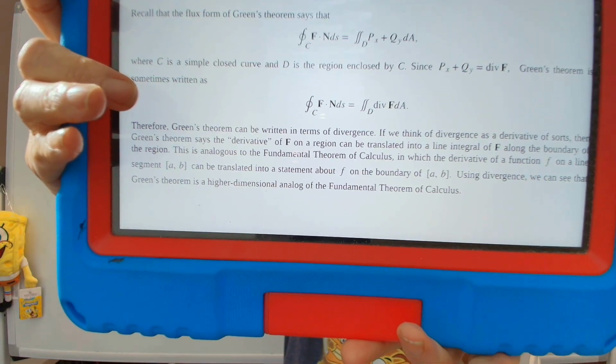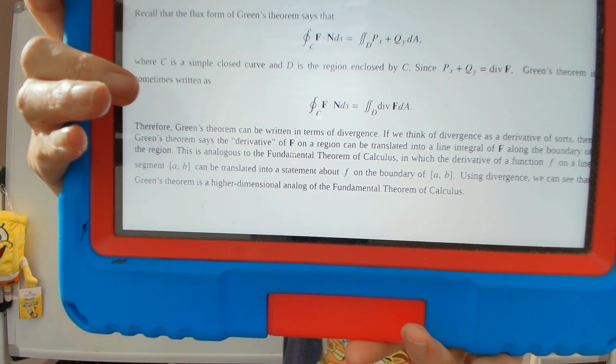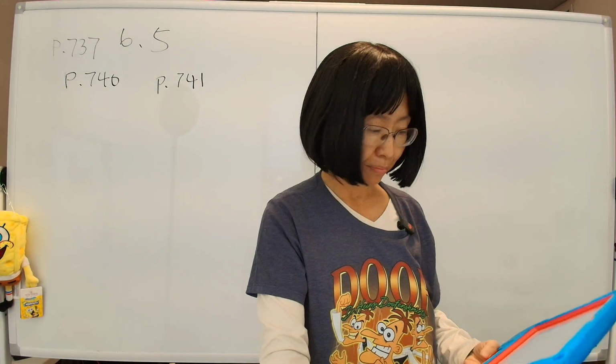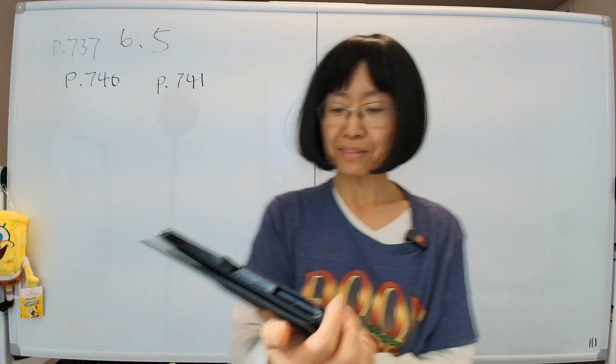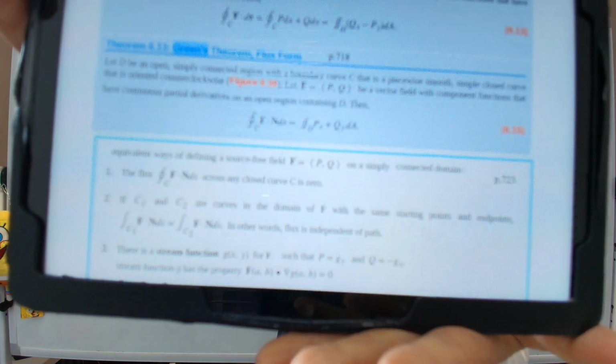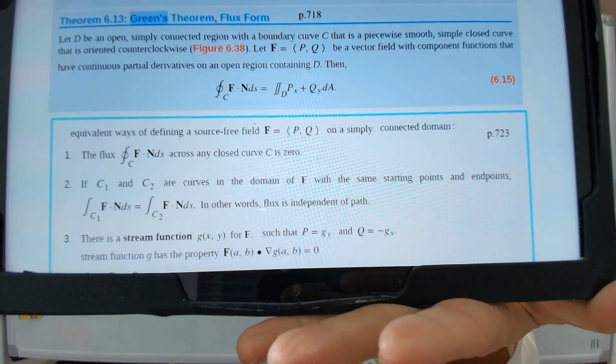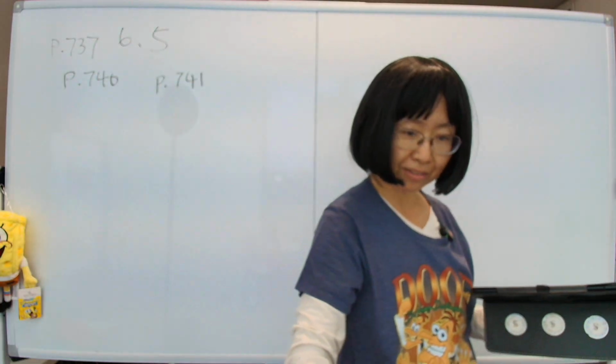That is, the flux form of Green's theorem can be written, you can stuff divergence in there for Px plus Qy. Yep, you see, it is the flux form, okay? The flux form is F dot n ds, which is Px plus Qy. We saw that a moment ago.